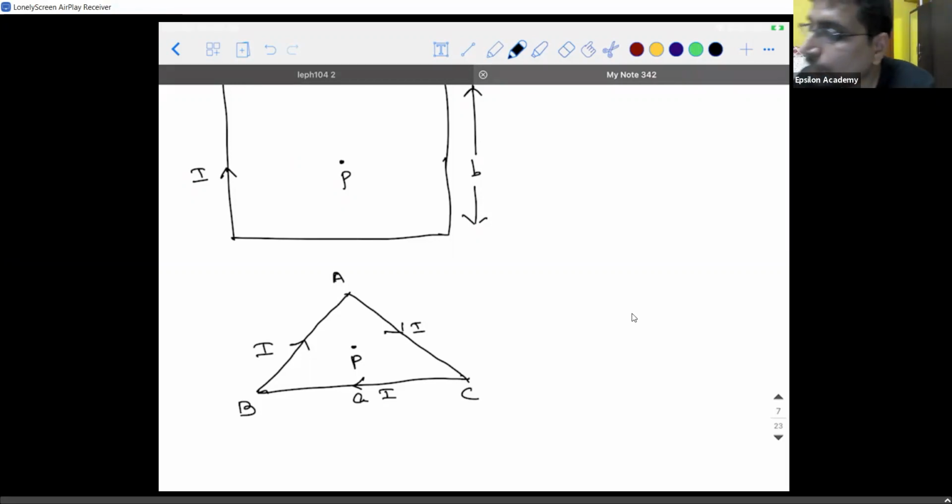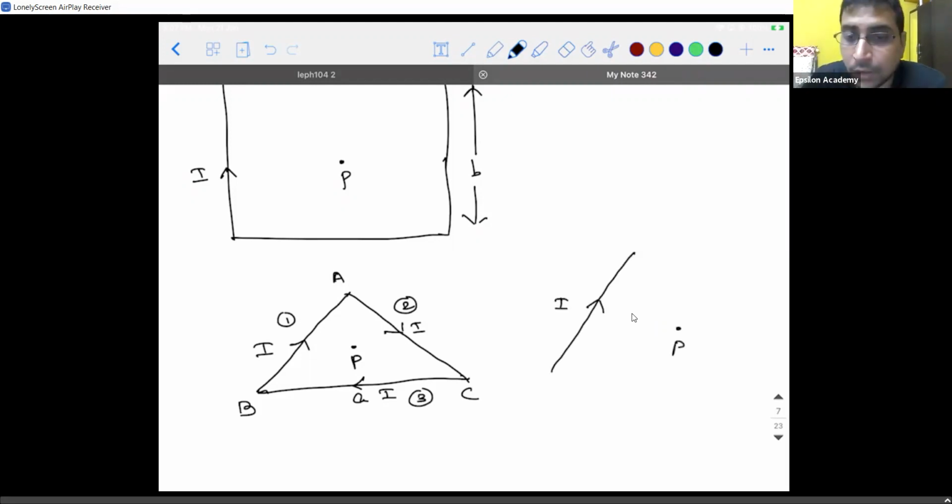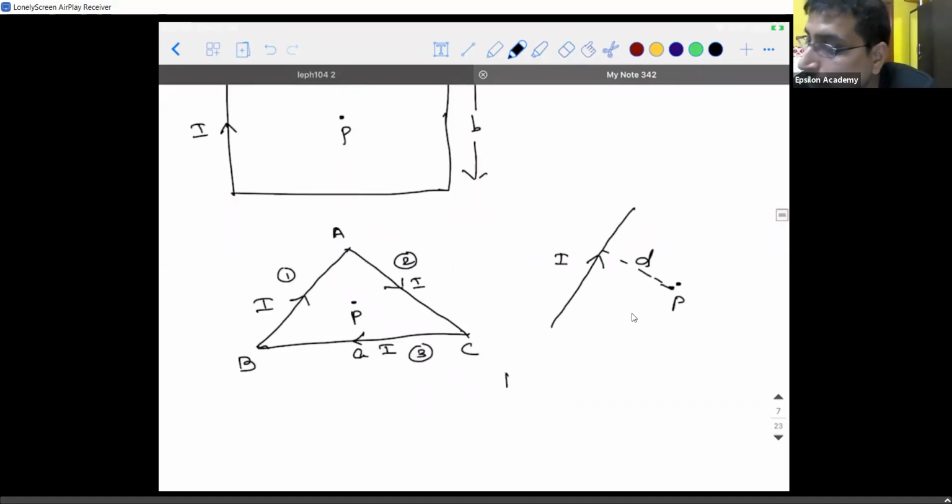Listen. So if the current is flowing in the clockwise direction, I'll first solve the equilateral triangle, then we'll go to the rectangle. If I take this equilateral triangle, the current in this is I, and there is a point P here. Now I need to know this distance D for me to apply the formula mu naught I divided by 4 pi into A into sine alpha plus sine beta. Accepted?